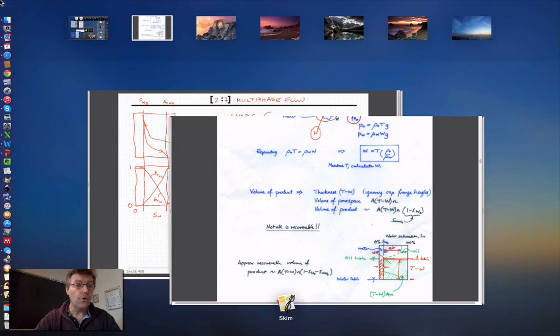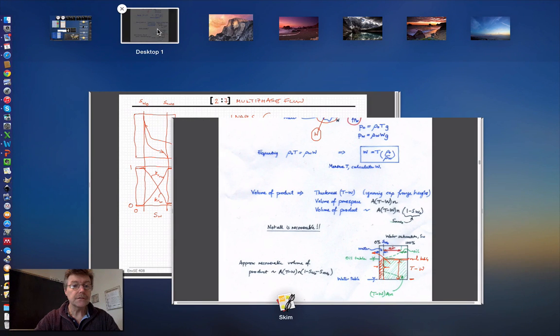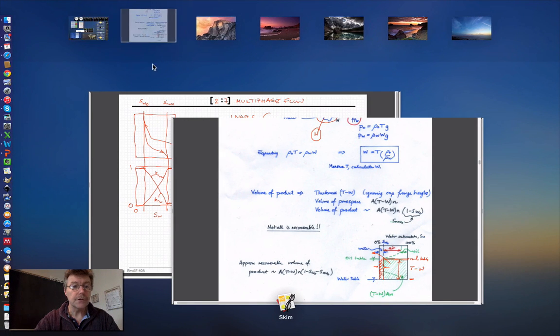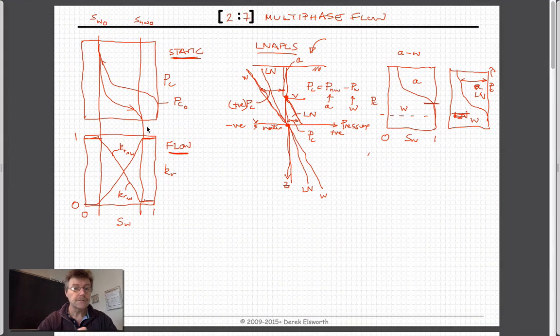And we know we can't get all of it out because of this. Because we can't get into this irreducible non-wetting saturation as we come back here. So we can't get in here. So this is the amount of water that's always present. This is the amount of the non-wetting fluid that we would be able to get out.